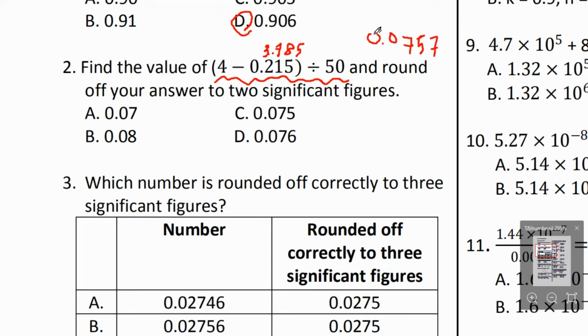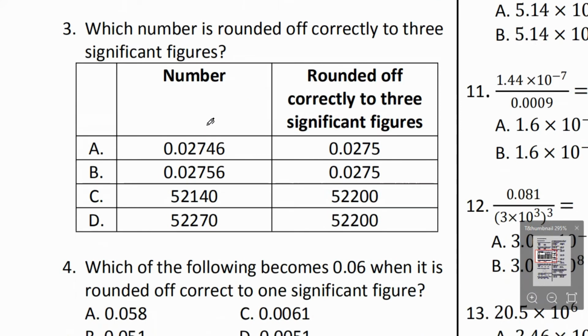You can use your calculator to find the answer. So for this one, the 0 in front is not counted, so 1, 2, 3. 3 significant figures. But the question wants 2 significant figures. So this is the first significant figure, 1, 2. We underline 5 and then circle the number beside it. 7, we have to round up. So we add 1 to 5. So the answer is 0.076.